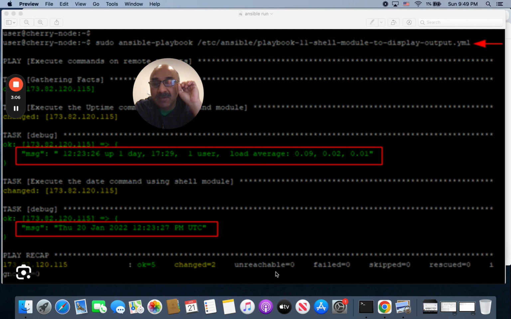But the idea of the question is the interviewer is looking for your experience with Ansible, because if you run Ansible, even a few times, you would know what you get at the end of an Ansible playbook run.